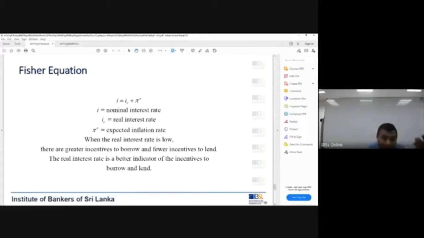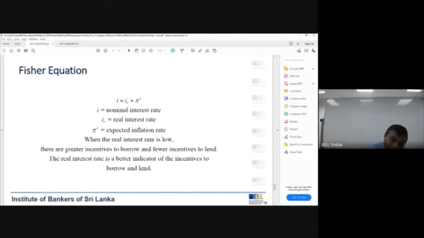But you assume the expectation: my real interest rate expectation over the last 10 years in Sri Lanka happens to be 2%. And going forward, my inflation expectation for the next 5 years is, let's say, 5%. So real interest rate 2, expected inflation 5. So the nominal interest rate should be 7: real interest rate plus expected inflation. So the nominal interest rate is 7, 2 plus 5.